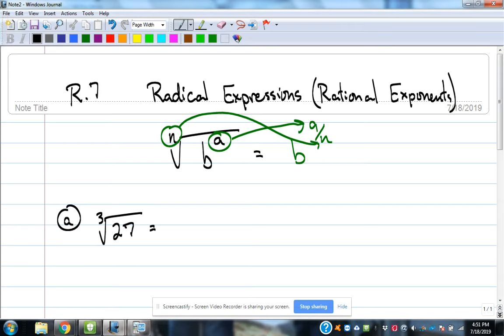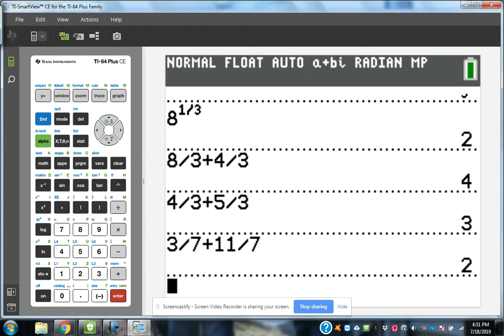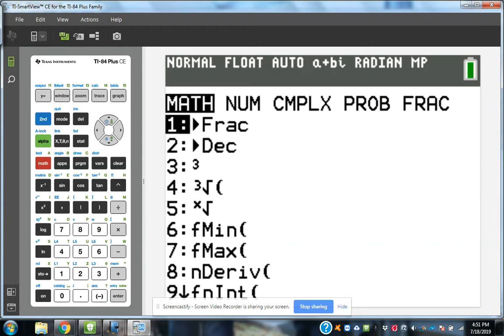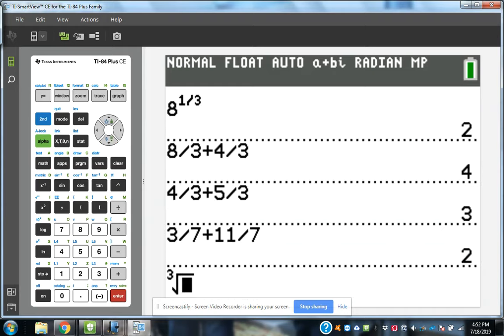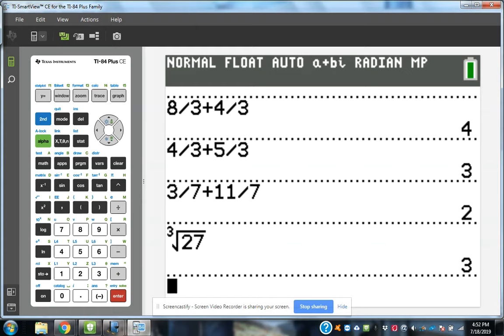To get that indexed root, you go to the math menu. It's the third one down from the right underneath the green one, and if it was a cubed root, you can use a straight up cubed root. Option 4 gets you a cubed root. You type in 27 and it should be 3. That's going to be the answer.